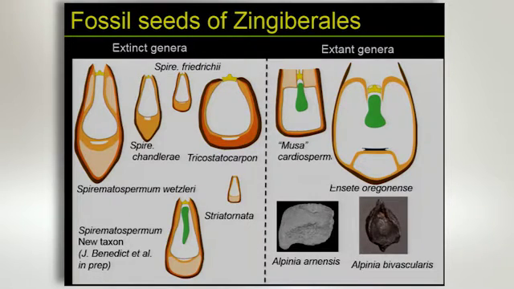And so my lab's been busy reevaluating the fossil record, and we've started with seeds. There are quite a few seeds that have been assigned to Zingiberales. Some of them have been placed in extant genera, such as Musa cardiosperma from India, and Musa oregonensis from Oregon, as well as a couple of European taxa that were placed in the modern genus Alpinia. And then we have some extinct taxa, so a lot of these are placed in the extinct genus Spermatospermum, and then a couple of Mexican fossils in Trigonocarpon and Striatornata.